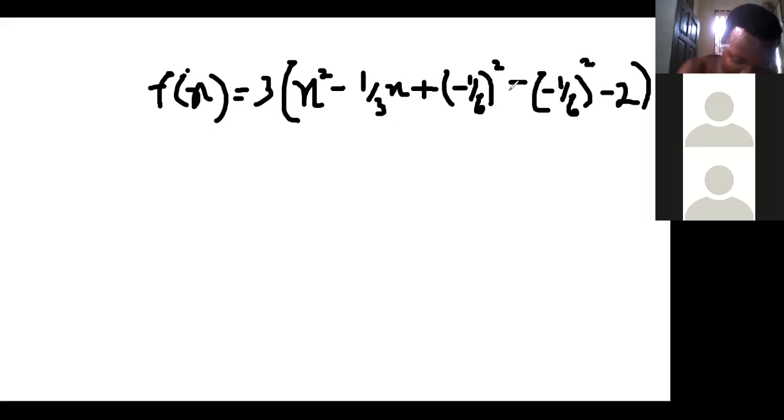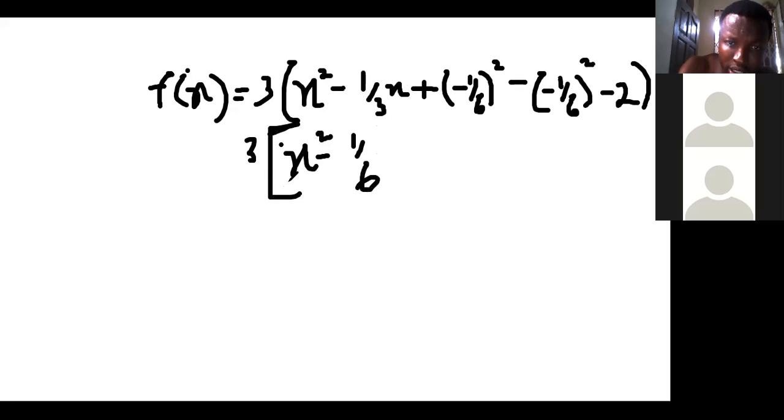That is it. Now, from there, we are going to get 3 x squared, we can have x squared minus this. I'm going to show you something. Minus 1 all over 6 squared, and when we expand it, we are going to get 1 all over 36, minus 2.